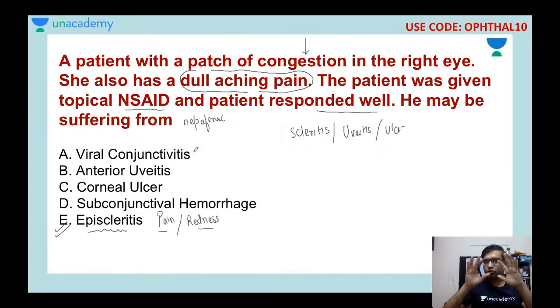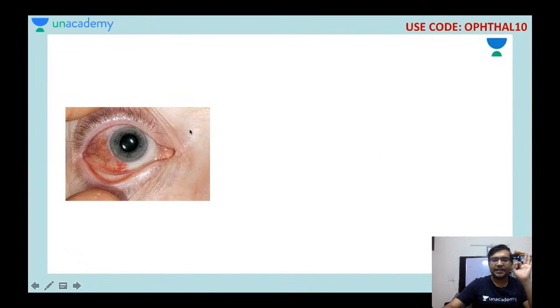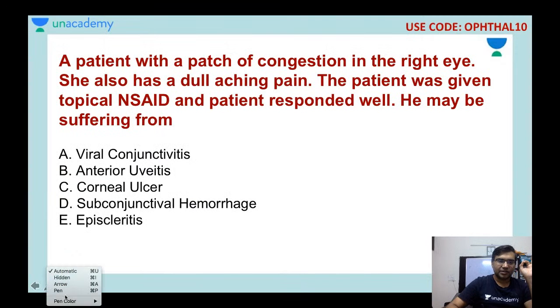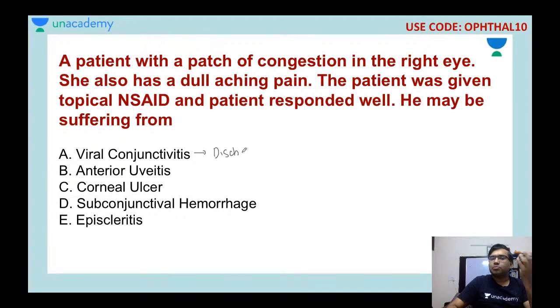So viral conjunctivitis, most commonly, does not basically respond to a topical non-steroidal anti-inflammatory drug. In viral conjunctivitis or any type of conjunctivitis, the first sign that you get is a discharge. So सबसे पहले conjunctivitis में क्या मिलेगा? Patient को discharge मिलेगा. It can be a mucopurulent discharge, a serous discharge, or a purulent discharge. Here there is no history of discharge, there is a history of congestion with pain. Is it clear, everyone? So A, I do not think, can be the answer.